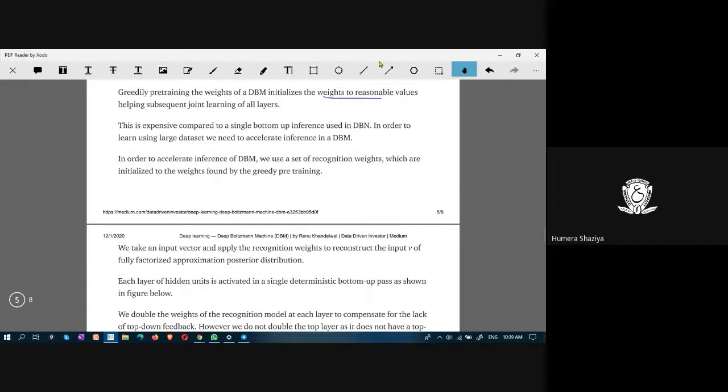This is expensive compared to the single bottom-up inference used in DBN. In DBN, single bottom-up inference is like not having that double layers and double weights. That is single bottom-up inference, and that is less expensive compared to this model where you have double weights, and inputs are doubled.